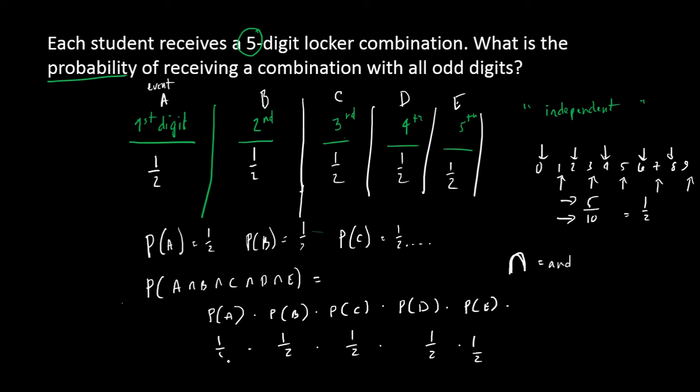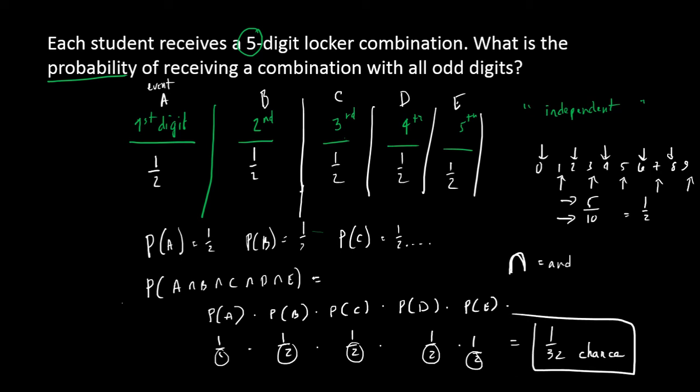So, I've got 2 times 2 is 4, times 2 is 8, times 2 is 16, times 2 is 32. So I have a 1 in 32 shot of getting a locker combination where all of the digits are odd.